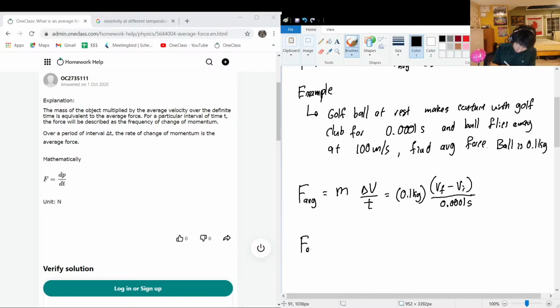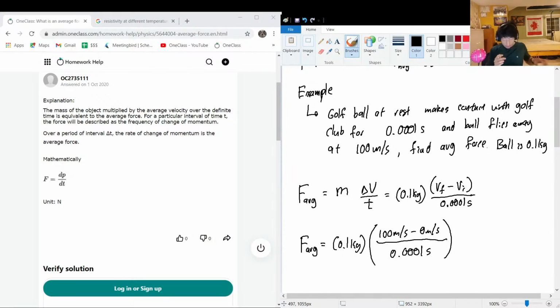So F average equals 0.1 kilogram multiplied by VF, which is 100 meters per second, minus 0 meters per second. It starts at rest, sitting on a golf tee, and over 0.0001 seconds. So let's put that in the calculator. 0.1 times 100 divided by 0.0001, and the result that we get is 100,000 newtons.